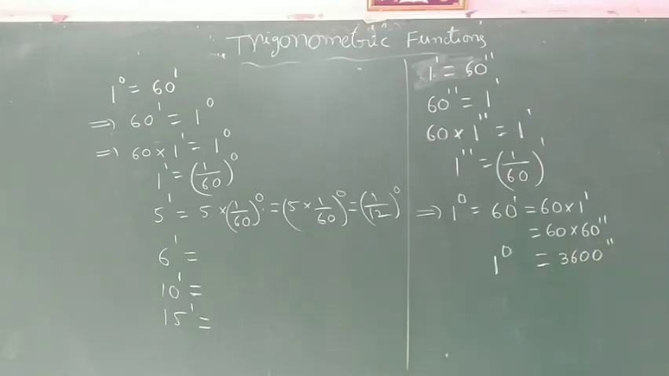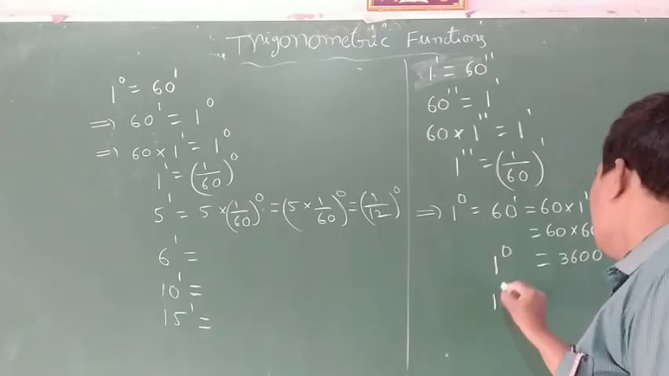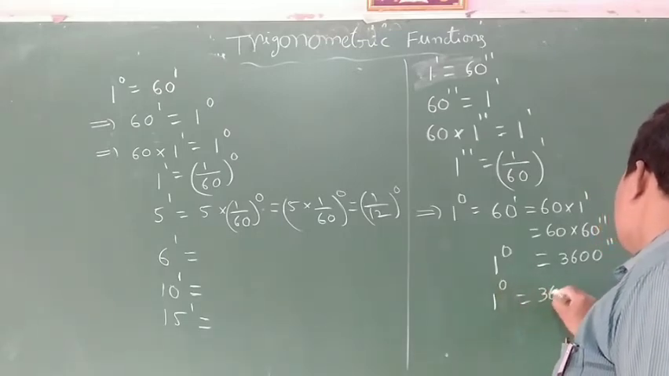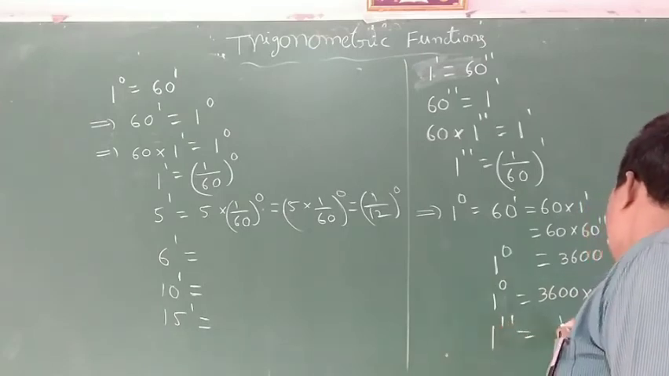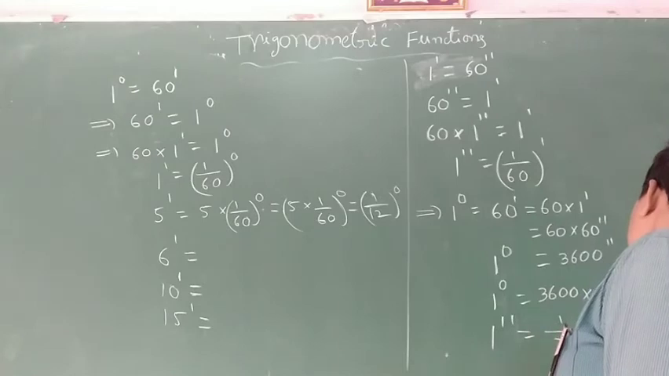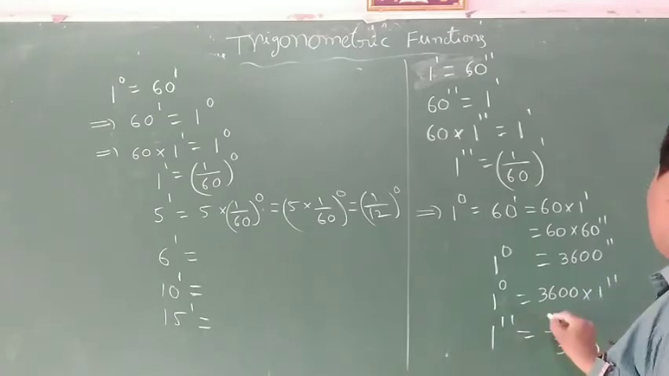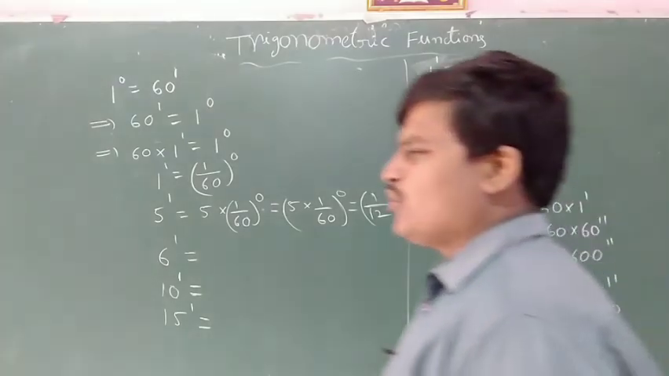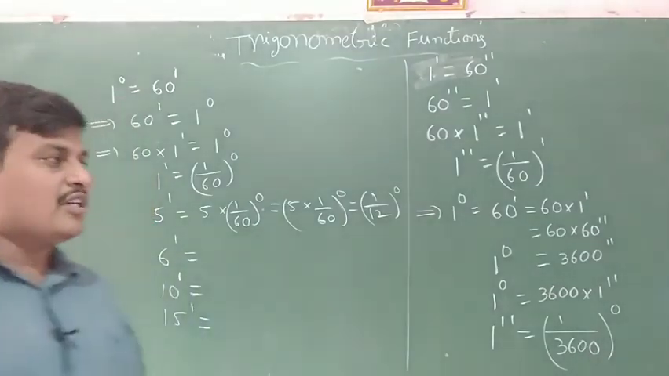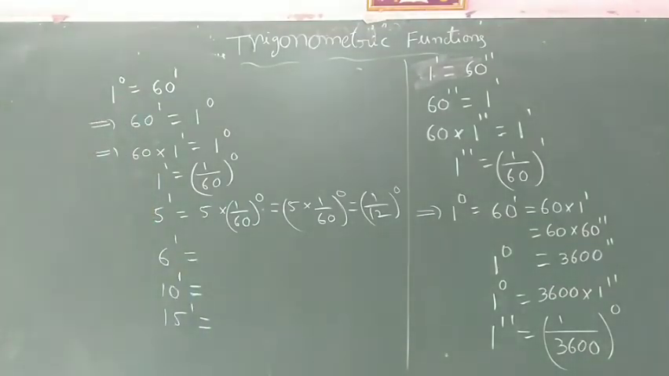3600 seconds. 1 degree is equal to 3600 seconds. So 1 degree is equal to 3600 into 1 second. So 1 second is equal to 1 by 3600 degrees. Okay, these are confusing, but observe carefully one by one.